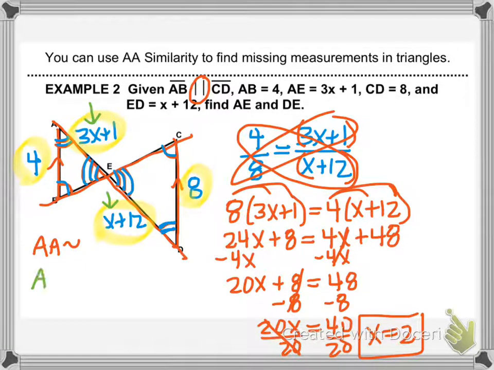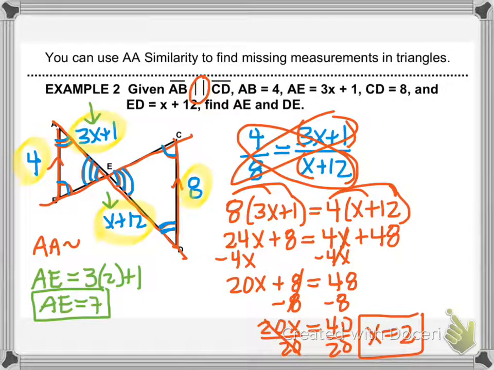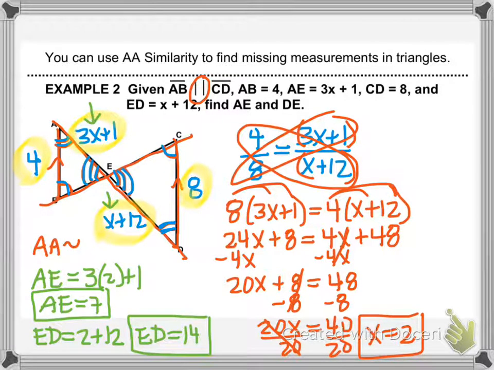So for AE, we'll have 3 times 2 plus 1. 3 times 2 is 6. 6 plus 1 is 7. So AE equals 7. There's one length. And then for ED, we're going to plug in the 2 for the x, so we'll get 2 plus 12, which is 14. So ED equals a length of 14. All right, that's AA.